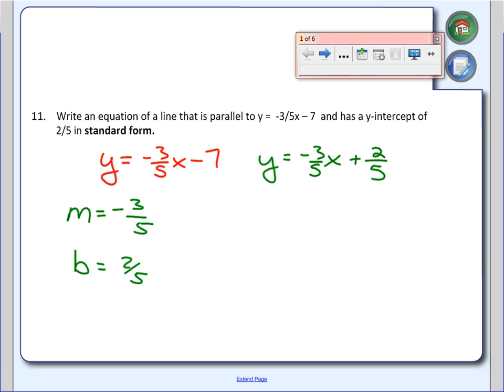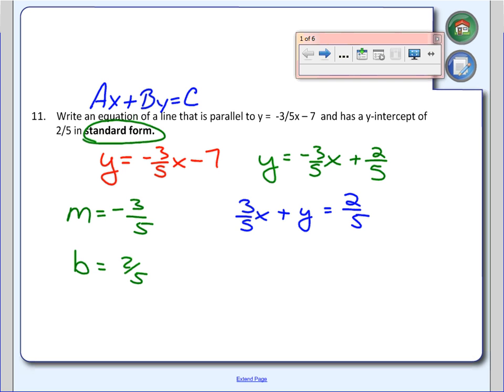However, that's not the answer, because they asked us to write the equation in standard form, and right now I don't have the standard form. So I'm going to move some things around. For those of you that don't remember, standard form is ax plus by equals c. That's what we're trying to get to from y equals negative 3/5 x plus 2/5. The first thing I'm going to do is move that negative 3/5 x over to the left-hand side. So now it becomes a positive 3/5 x plus y equals 2/5.